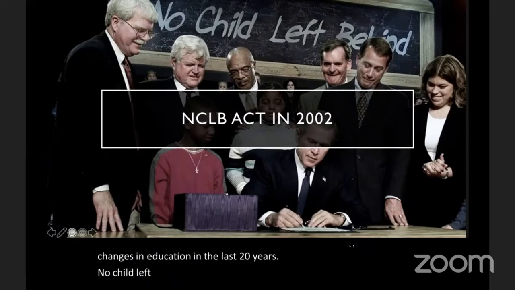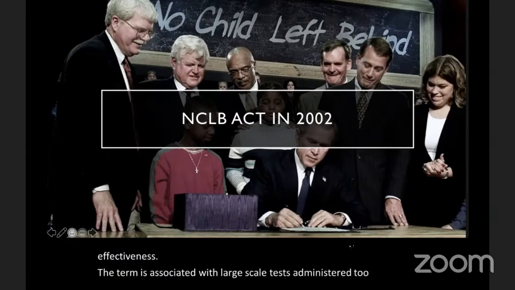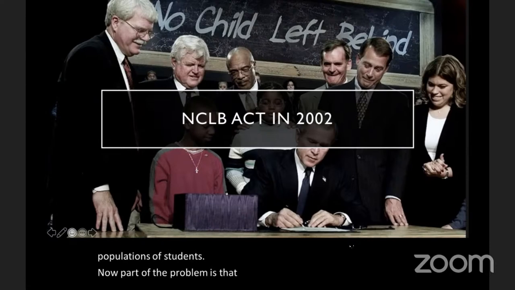School reformers made standardized test scores the chief metric of student achievement and school effectiveness. The term is associated with large-scale tests administered to large populations of students. Now, part of the problem is that No Child Left Behind was based on conformity. But how many of you have had your own children or who have worked with children and know that they aren't the same? Every child is unique. So this is a narrow way to assess students.